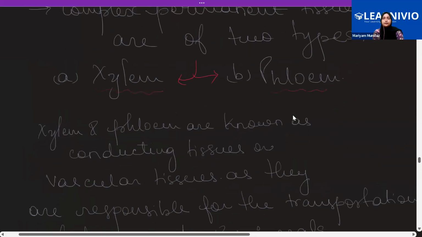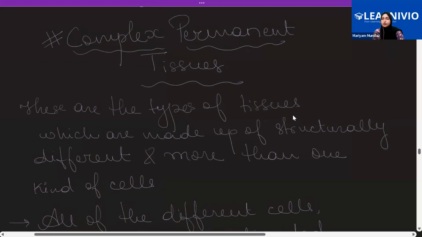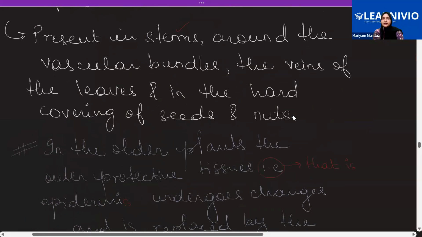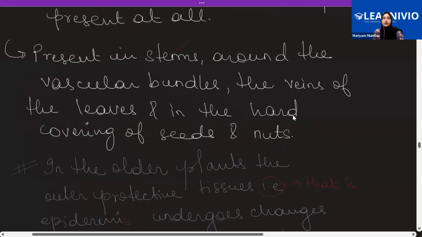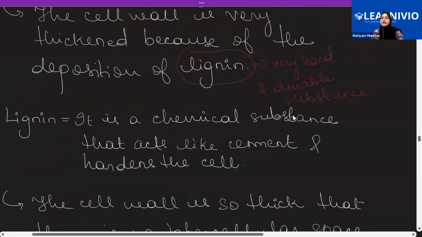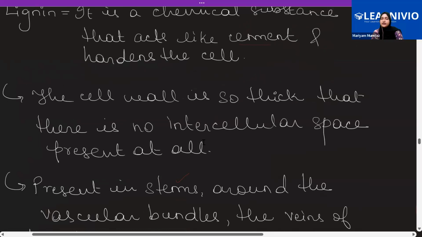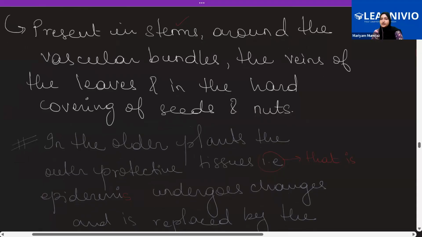All right, now you people note down, then we'll move forward. You have to start from complex permanent tissue, right? The above part you people have written, these parts. Before this, what is the last thing you people have written? The point after lignin. The cell wall is so thick. This one, intercellular space. Present in stems. Okay, all right. Now you people note down.